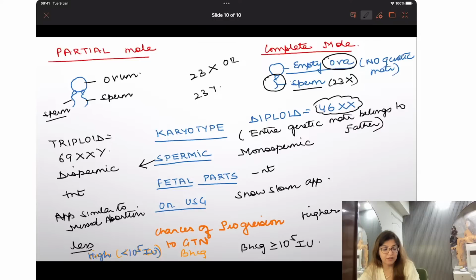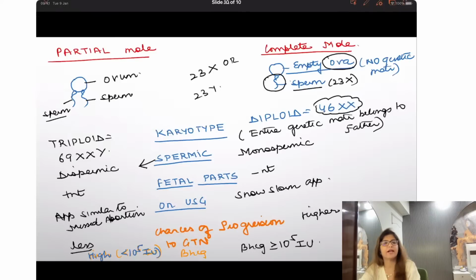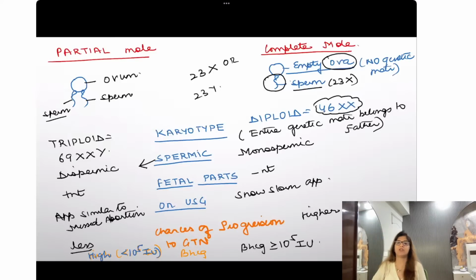Siddhant, beta, it can be 46YY also, but that is very rare. Most commonly what is found is 46XX. Right? Okay. If you have doubts, you should ask, and I'm happy that your doubts are getting cleared. That is why I am here, to clear your doubts.